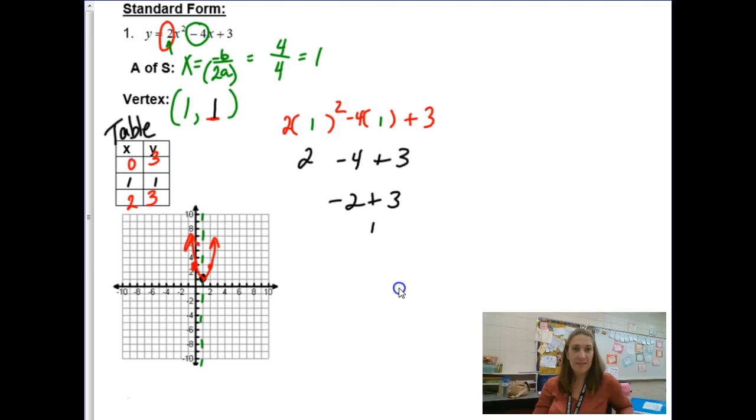I can see the axis of symmetry. If someone asked me where is the axis of symmetry, my answer would be x equals 1. That was that vertical line that split it in half. I have 3 ordered pairs plotted, one of which is the vertex. That's what I want to see on all of these quadratics.